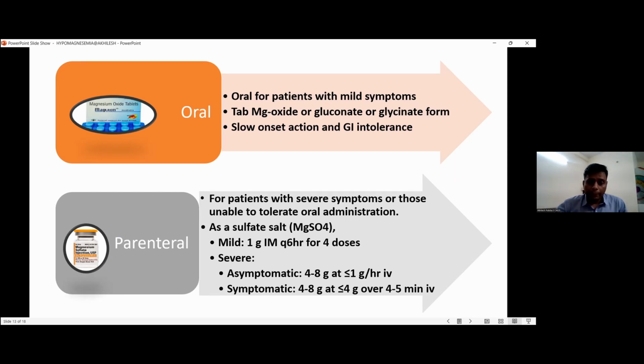While parenteral treatment is for severe symptoms and patients who are not tolerating oral medicine. Magnesium sulfate salt is available. For mild symptoms, we can give 1 gram intramuscularly, 6 hourly for 4 doses. With severe deficiency in an asymptomatic patient, we can give 4 to 8 gram at less than 1 gram per hour infusion. For symptomatic patients, we have to give it slightly rapidly over 4 to 5 minutes IV.